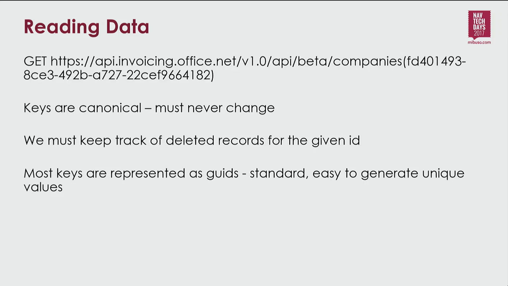Now we come into getting some of the data, now that we know what endpoint to call. It is a GET. Here I have the API, invoicing office.net, but it will also be financials.dynamics.net, the API, the beta, and then there's a long thing. It's a GUID, a unique ID, and we want the keys to be canonical, and therefore they must never change.